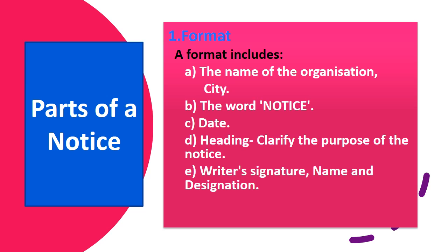Now students, let us see parts of a notice. Number 1 is format. What do we write in format? A format includes the name of the organization, comma, city. B, the word notice. And after that, date, followed by heading.